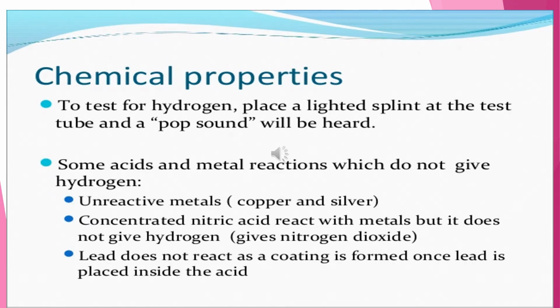To test for hydrogen, place a lighted splint at the test tube and a pop sound will be heard. Some acid and metal reactions do not give hydrogen. Unreactive metals, for example copper and silver, react with concentrated nitric acid but it does not give hydrogen, it gives nitrogen dioxide. Lead does not react as a coating is formed once lead is placed inside the acid.